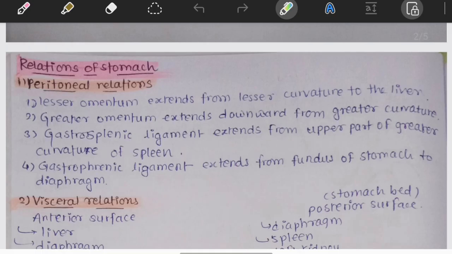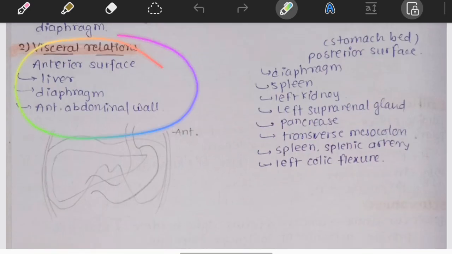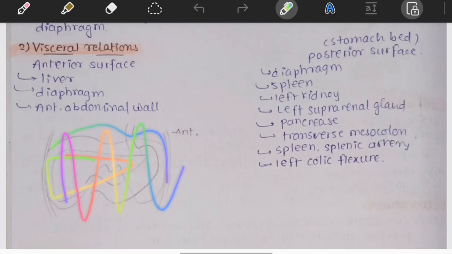Let's see the visceral relations, for the anterior surface and for the posterior surface. Anteriorly, the stomach is related mainly to the liver, diaphragm, and anterior abdominal wall. So if you stand in front of the stomach, these are the major structures you should think about.